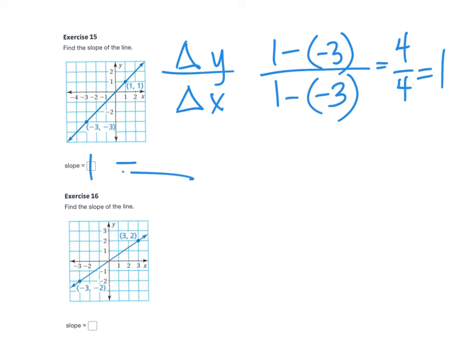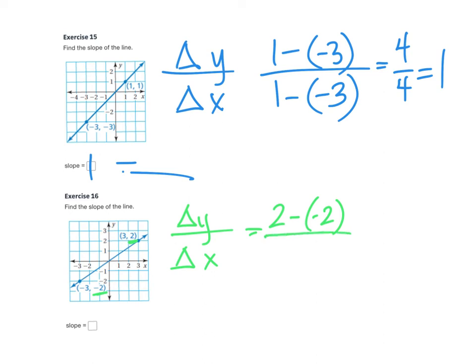Next one again, we're going to do change in y over change in x. Okay, so I'm going to look at my y's. I have 2 minus -2. So I'm trying to find that difference, the space between 2 and -2.